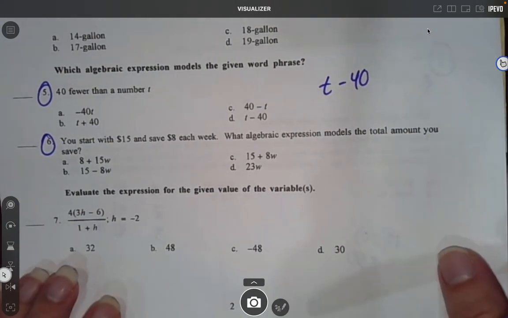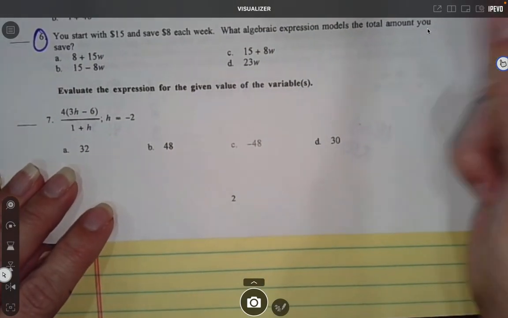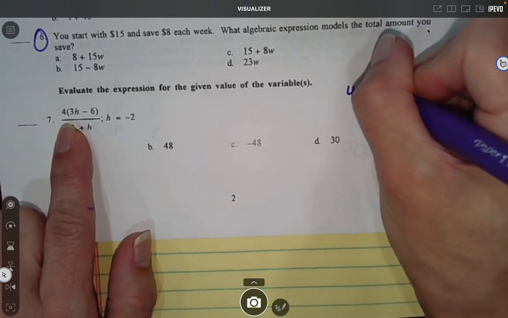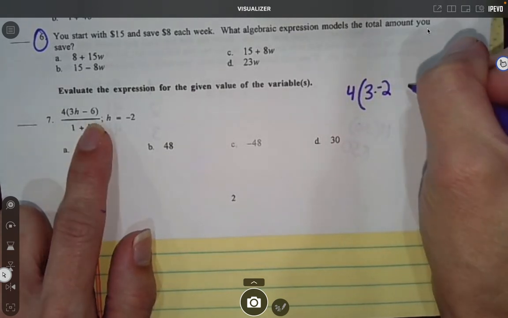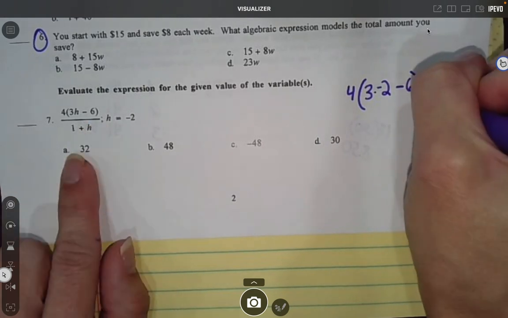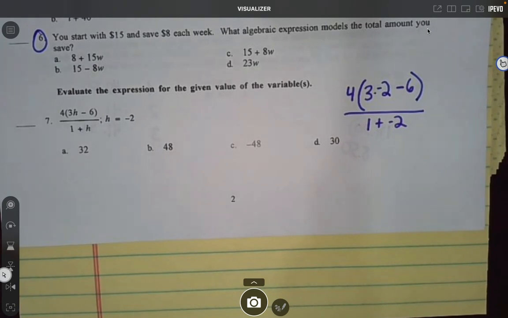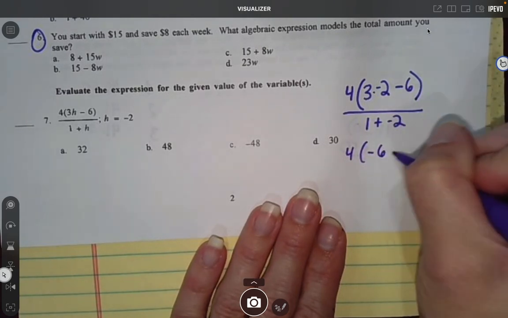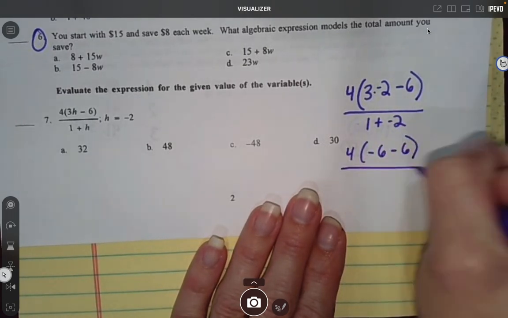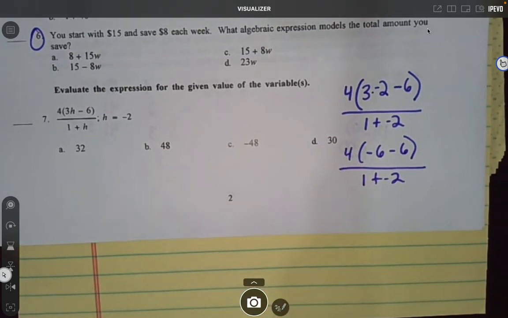All right. Real quick though, what do I do for number 7? You just plug in -2. Okay, so I'm going to write it over here. 4, and in parentheses, 3 times -2 minus 6 over 1 plus -2. So in those parentheses, what do I do first? Multiply. So 3 times -2 is -6. Are we good with that?